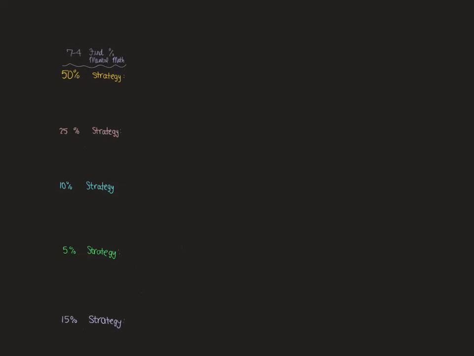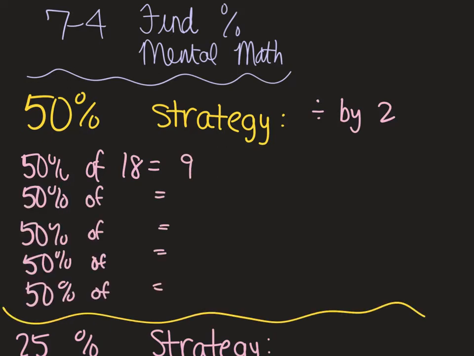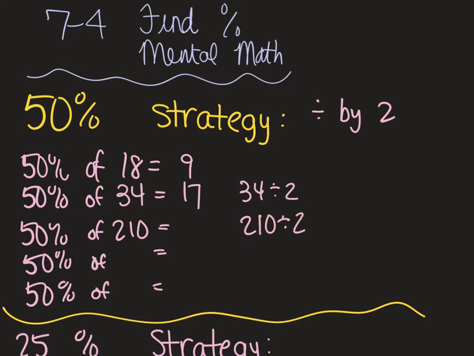So we're going to talk about 50% first. If you want to find 50% of 18, our strategy is going to be divide by 2. So 18 divided by 2 is 9. Our second example, 50% of 34 is 34 divided by 2, answer 17. How about 50% of 210? 210 divided by 2. Do you have the answer yet, mental math? If not, no shame. If you want to come over here and do some scratch work, it would be 105.